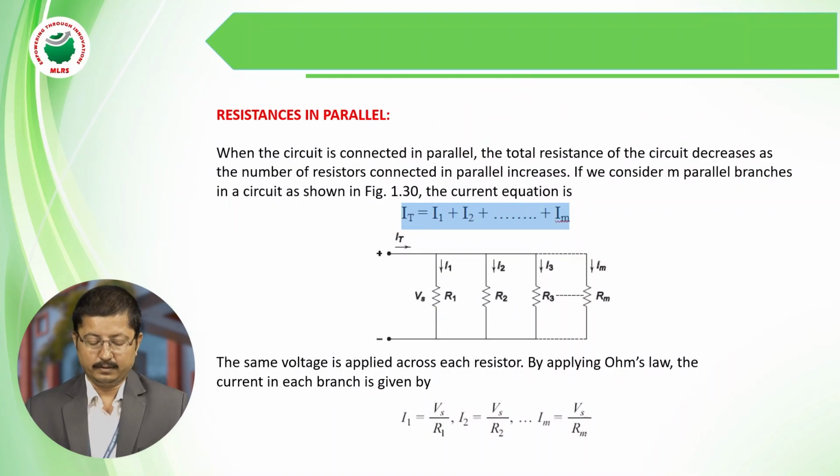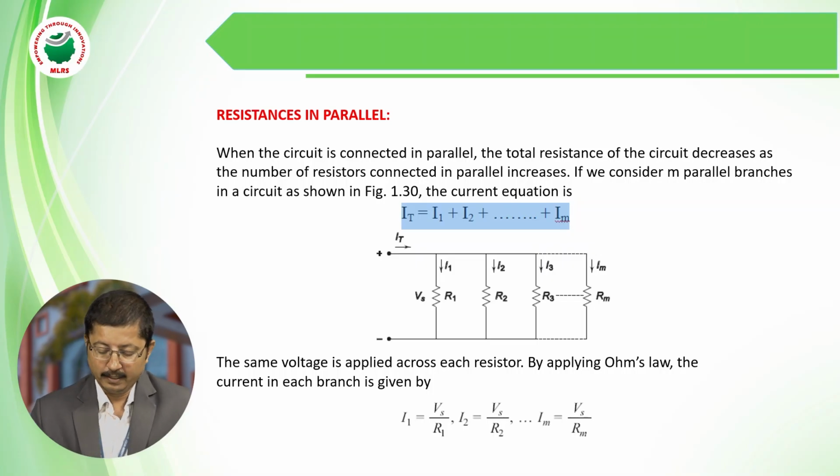Now coming to the parallel connection, where resistances are connected in parallel. So what is a parallel connection? First we will see. Here we take m number of resistors, that is R1, R2 and up to Rm.